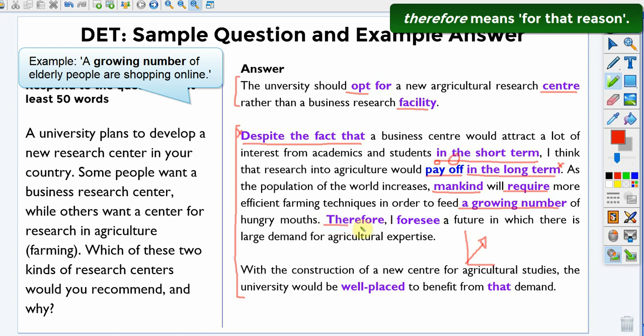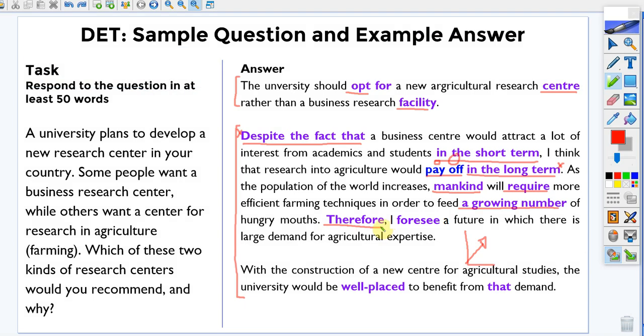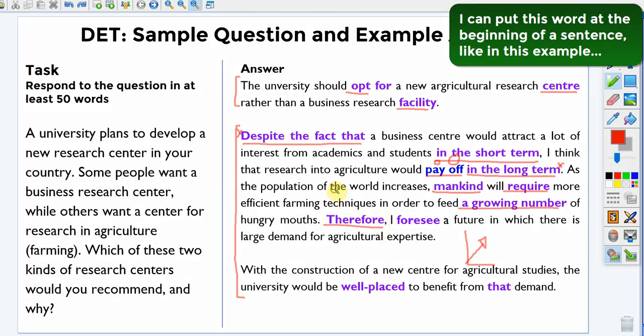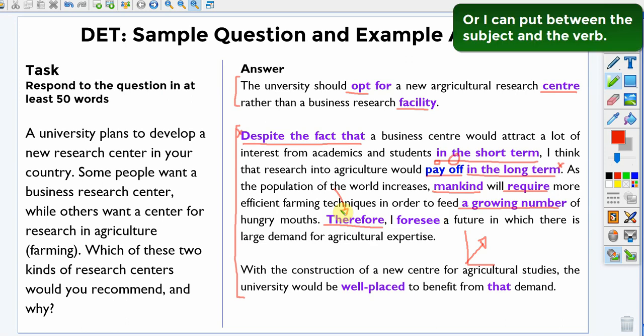Therefore means for that reason. We use it in the same way as so. I can put this word at the beginning of a sentence, like in this example, or I can put it between the subject and the verb.